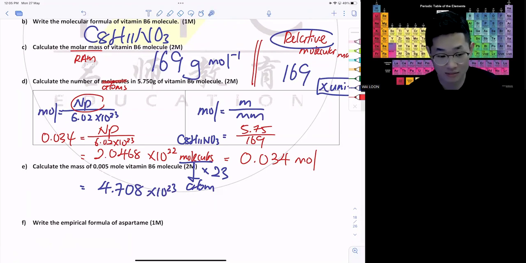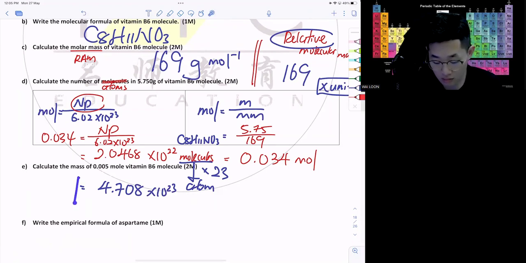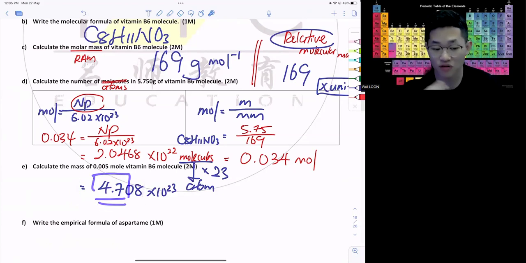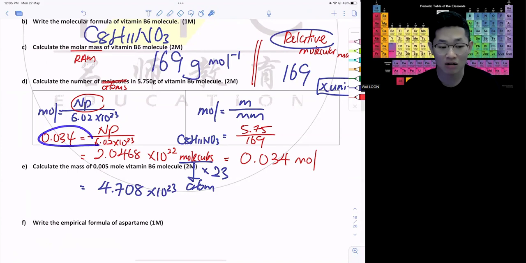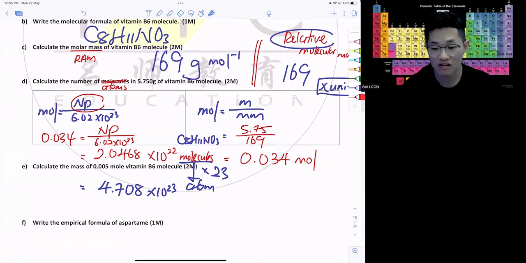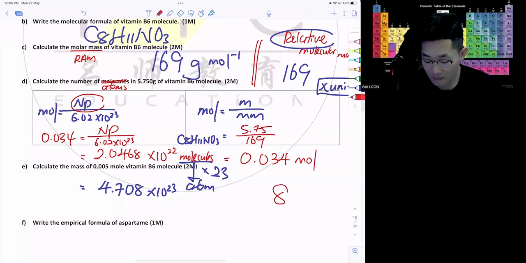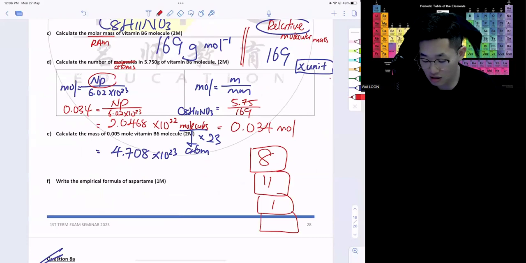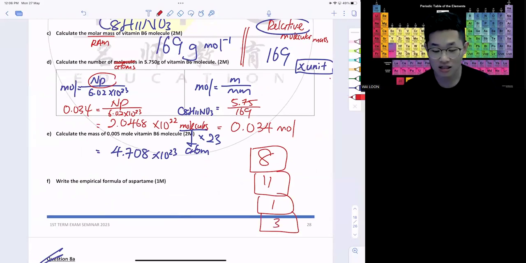As long as you can get 4.7, okay? Your value starts with 4.7 can already, because different people take different decimal places. And maybe some of you just pressed the calculator straight away just now, you use answer times the 6.02. That's why your answer will be slightly different. If you can get 4.7 can already, not 22. 8 carbon, 11 hydrogen, 1 nitrogen, 3 oxygen. Isn't it 23? Right?